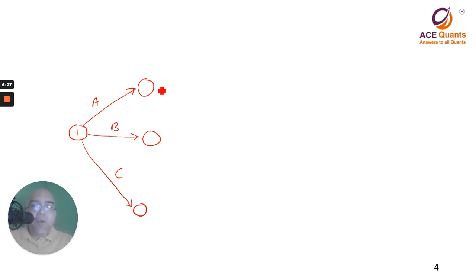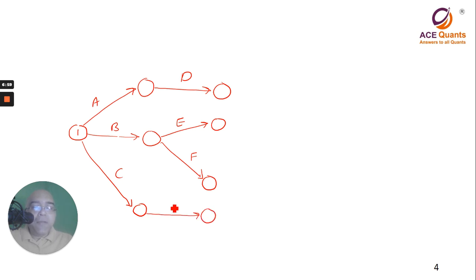Next, D follows A, so wherever A is finished, I can start with D. E and F follow B, so wherever B is over, I can start with E, I can start with F. And G follows C, so wherever C is over, I can start with G. So far so good. This is how we are going to do it.